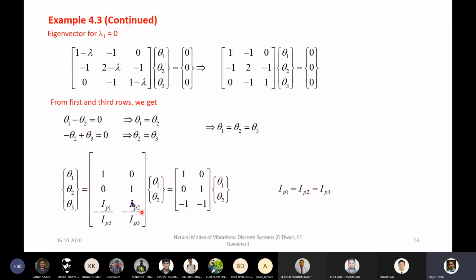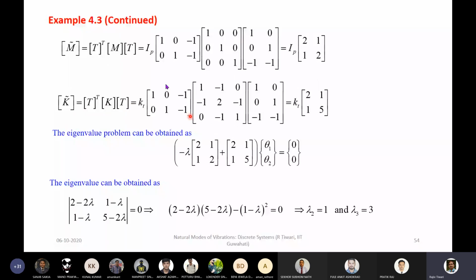So this is the transformation matrix C which we found earlier. This transformation matrix I am using in the original mass matrix to get the reduced size of the mass matrix, 2 by 2. So this is the original matrix. If I multiply the transformation matrix, we'll get the reduced mass matrix like this. Similarly, the reduced stiffness matrix like this.